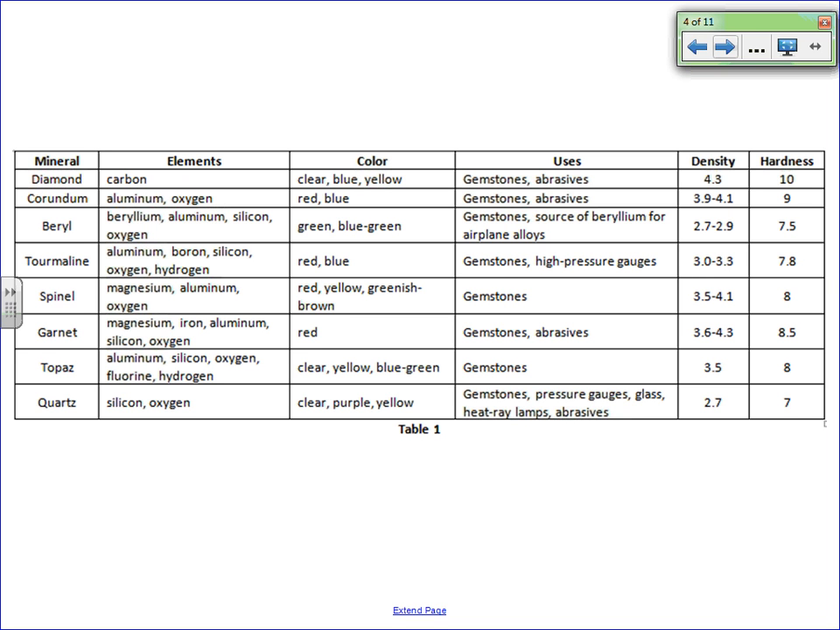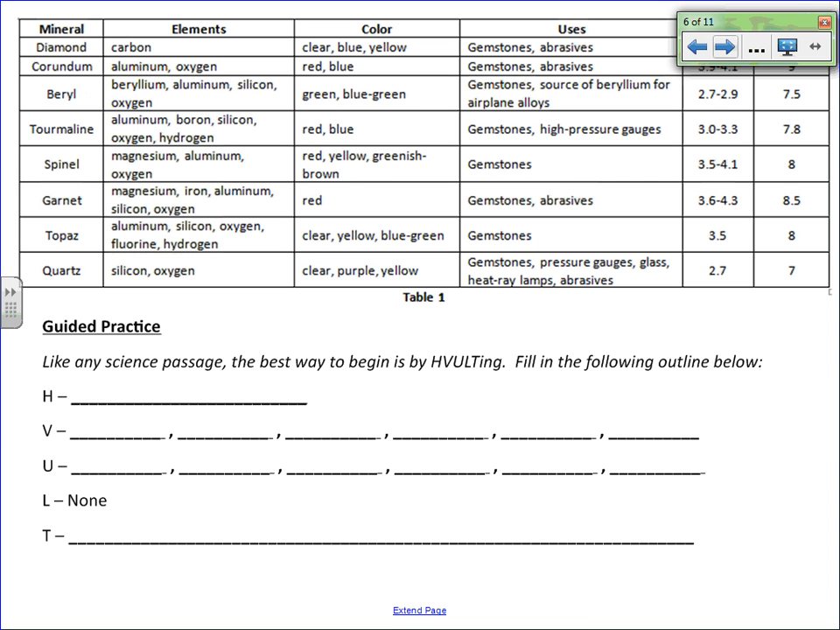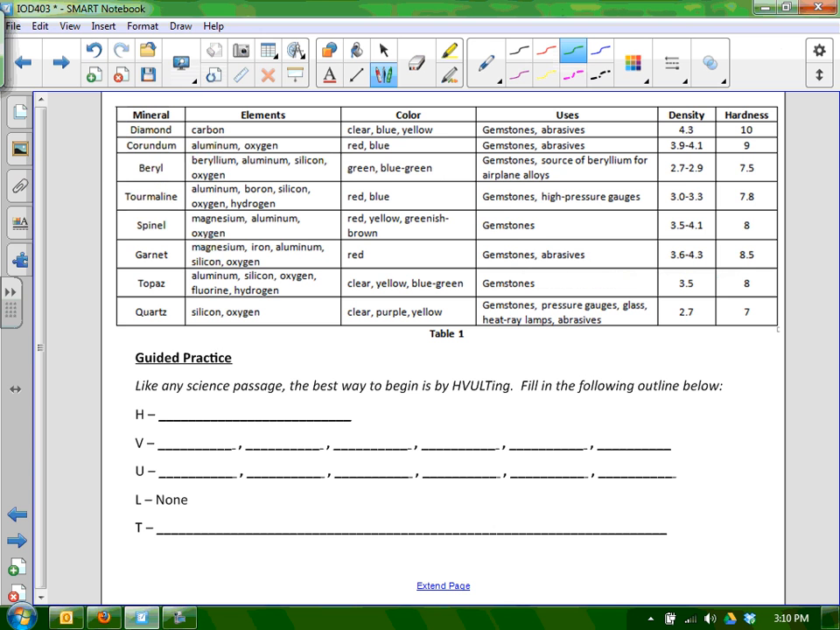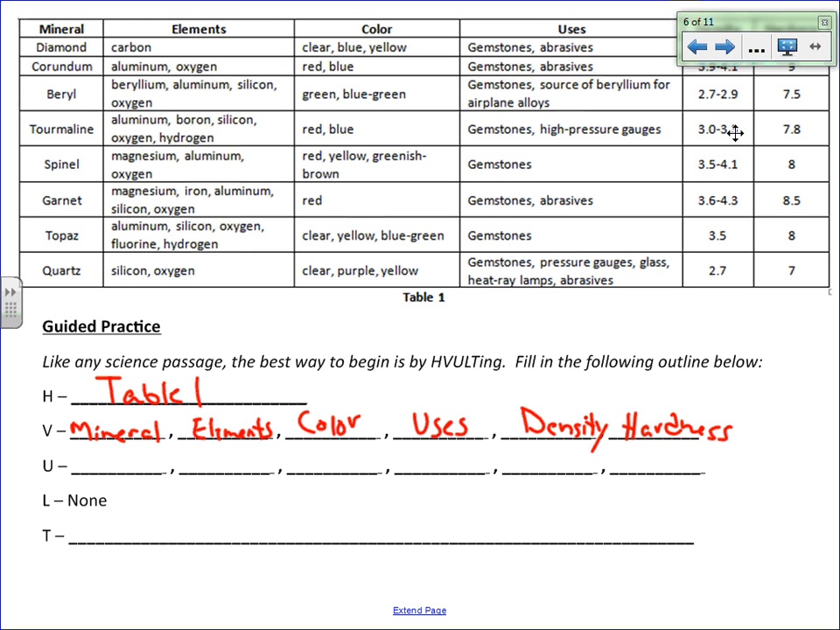So what you want to do right now is get a little bit more acquainted with this table by vaulting this table. All right, so flip to the back of the page. And you want to go through and vault this table. Use your vaulting skills to find the heading, variables, units, legends, and trends. If you're watching this at home, you should press pause now and vault this table on your own. When you are ready to go through the answers, press play. If you are pressing play at this point, that means you are ready to go through the vault together.